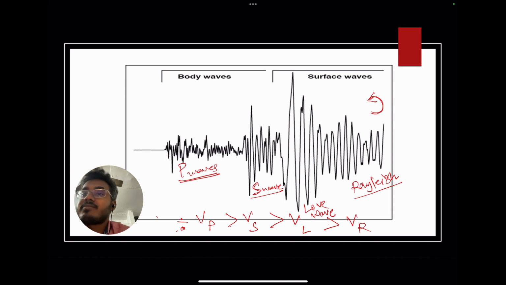S wave, shear wave, does not travel through liquid because liquids do not have the ability to shear, but it can travel in semi-molten or highly viscous liquids. But nonetheless, the velocity will be very feeble.